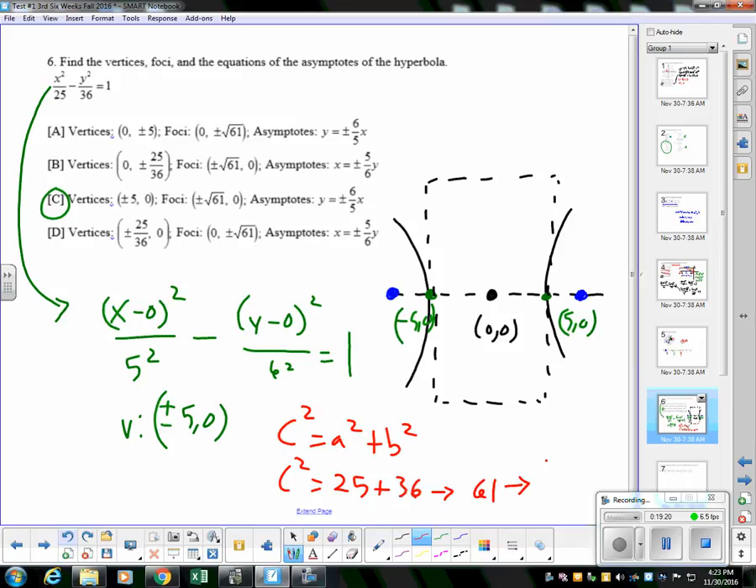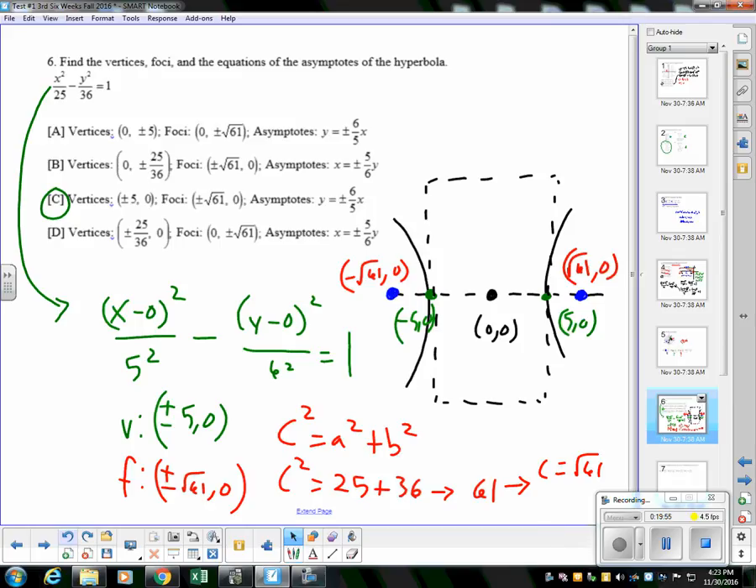Therefore, C is the square root of 61. Which means that your foci are at the points negative square root of 61, 0, and square root of 61, 0. Or in other words, your foci are at plus or minus square root of 61, 0. Again, I recognize we could have stopped after we found the vertices and moved on, but that's how you find your foci.